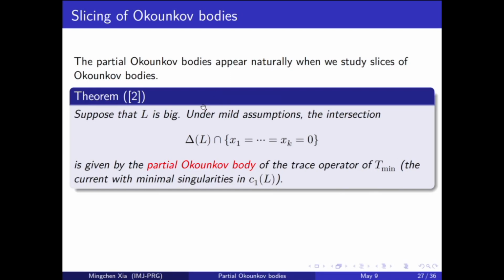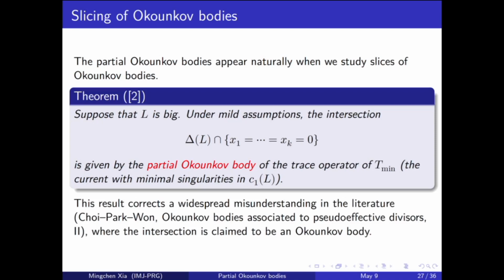But anyway, the point is, even if we are only interested in the Okounkov bodies, if we want to understand its slicing, its intersection with the coordinate axis, then we have to consider the partial Okounkov bodies. And unfortunately, it turns out that this result contradicts some widespread results in the literature, like in the paper by Choi, Park, Won, where they claim that the corresponding intersection is given by the Okounkov body of the restriction of L, which turned out to be wrong.